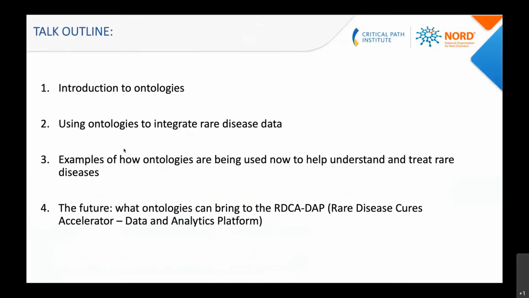This is a fairly big claim that I'm making here, but let me walk you through what ontologies are and how they work to try to convince you that such things are possible with ontology-based data systems. I'm going to start by giving an introduction to ontologies, what they are and how they're useful, and then give some examples of how ontologies can be used to integrate rare disease data, with some specific examples of how ontologies are being used right now to help understand and treat rare diseases. Then I'll wrap up with a brief discussion of what ontologies can bring to the Rare Disease Cures Accelerator data and analytics platform.